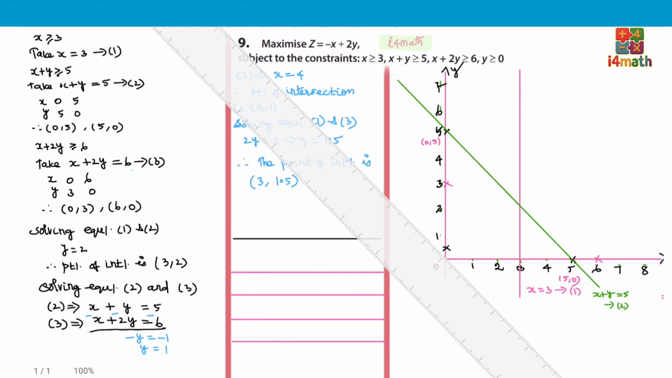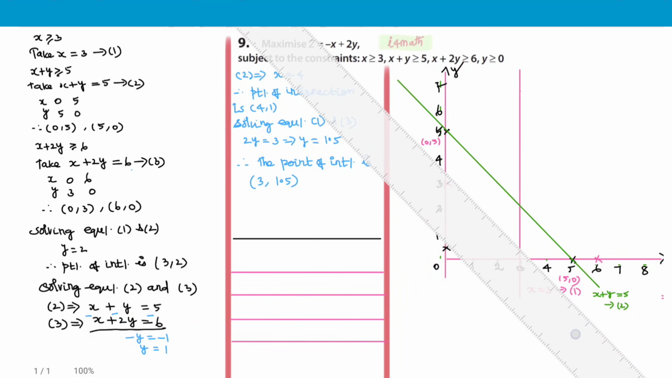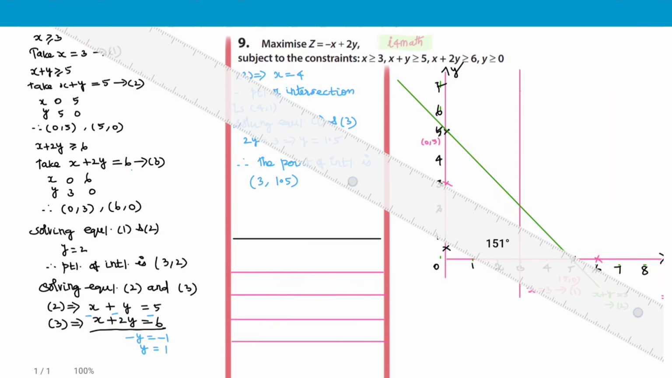Let us construct the equation number 3 on this graph. x plus 2y which is equal to 6. It is passing through 0, 3 and 6, 0. Here the point is 0, 3 and here this point is 6, 0. Now let us join these 2 points by using the scale.